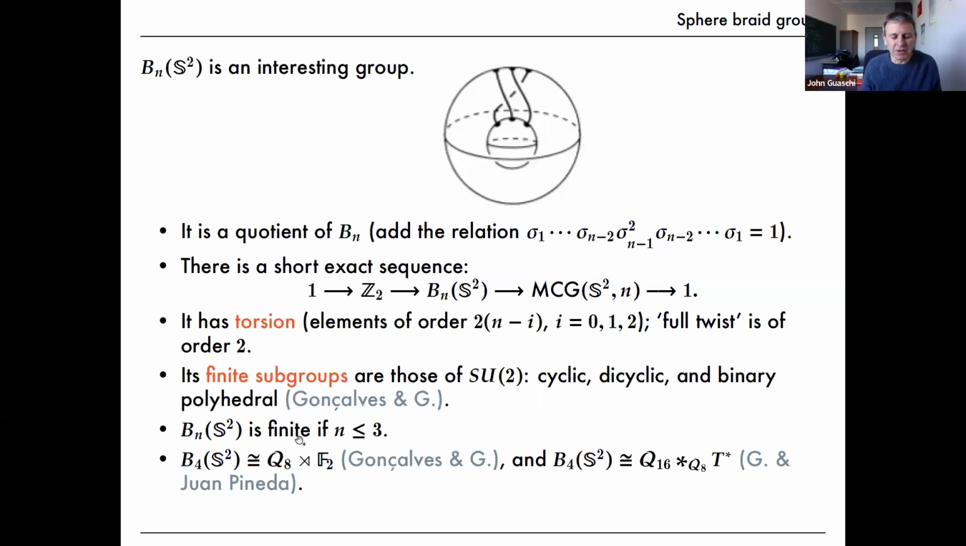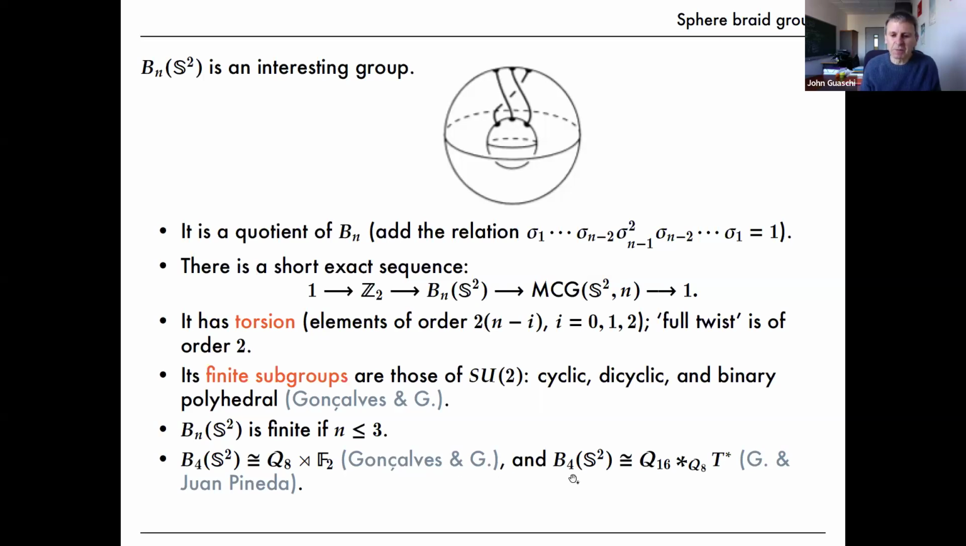So it was known that for small values of n, these braid groups are finite. And then for n equal to 4 and onwards, well, they become infinite. And B4 is a particularly interesting group. So it can be shown that this is a semi-direct product. So this is a quaternion group of order 8, and this is a free group of rank 2. So one interesting fact is that this group has a finite normal subgroup, which is this Q8.